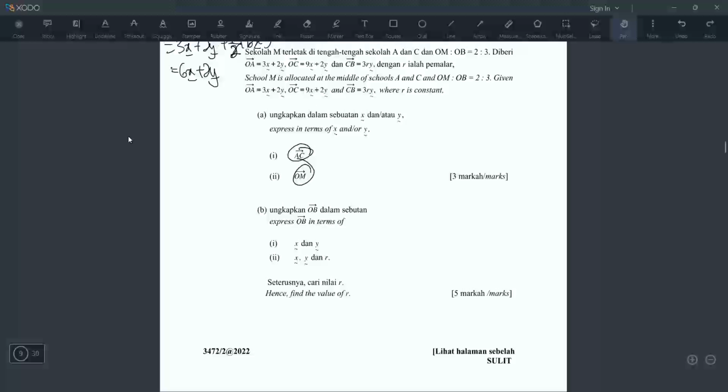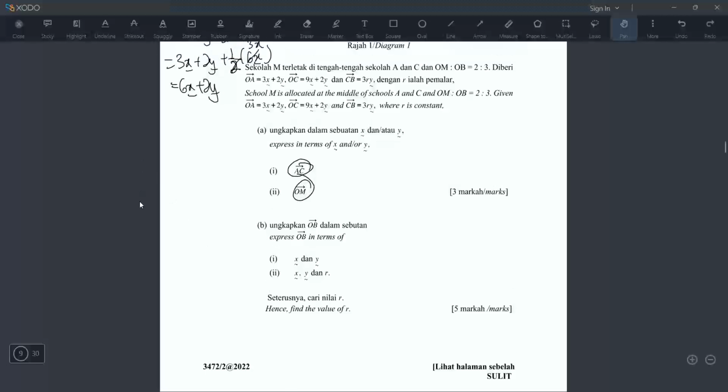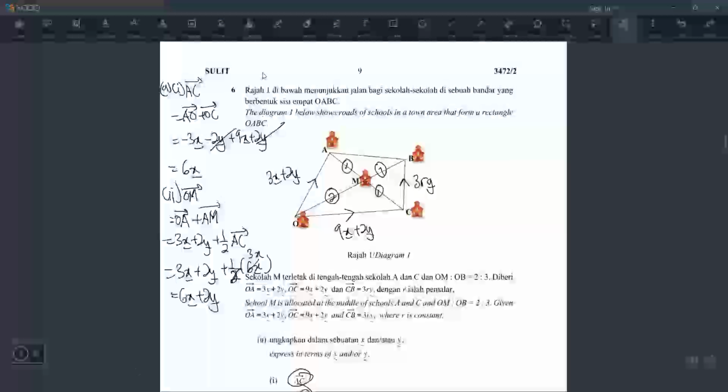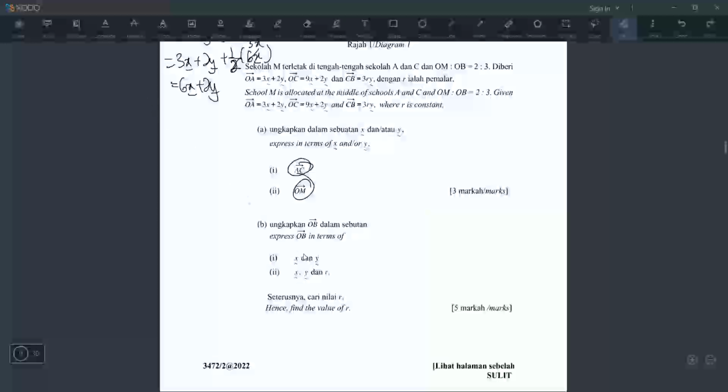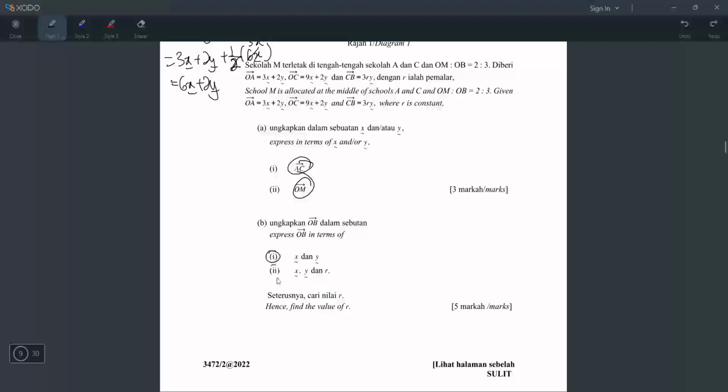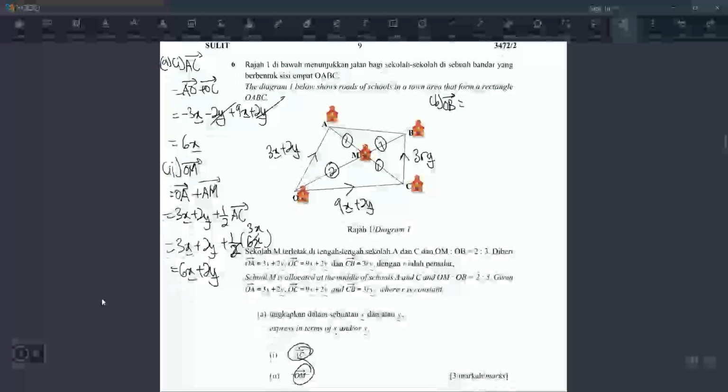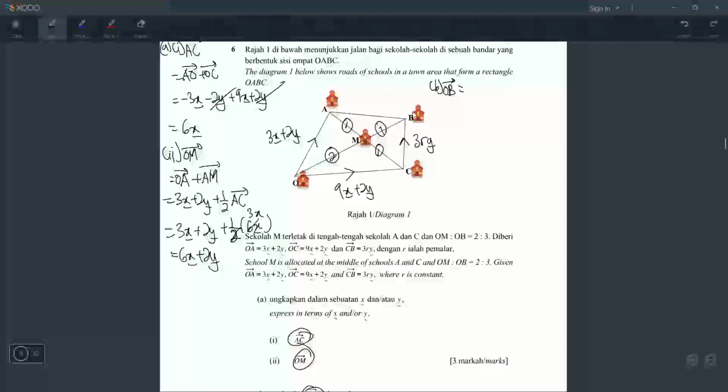Let's do B. B says what? Express OB in terms of x and y. Okay, I will do it here. So the first question for B is express OB, but in terms of what? X and Y in the first question, but in the second question, in terms of X, Y, and R. So for the first question and second question, they are both finding OB. It's just that in the first question, the answer can only have X, Y, but second question have to have R. So how to make sure the second question have R? Let's go and find OB.